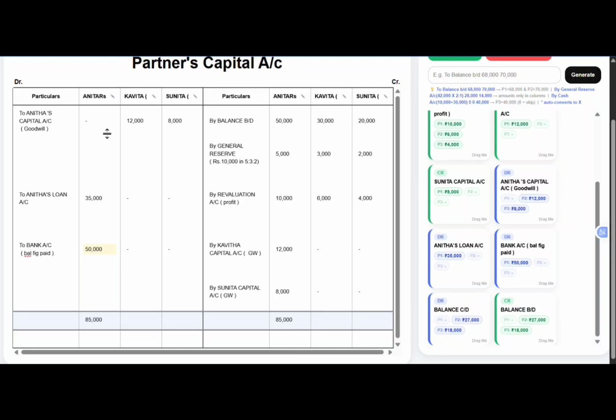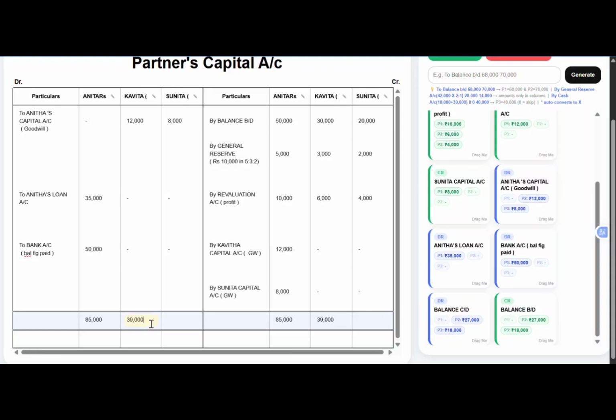So her account is settled partly by loan and partly by bank account. Okay, so this is the balance of Anita's account. Now we are going to balance the remaining partners' accounts. So now Kavita's total will be 39,000. Again, credit side is higher. So write the same total on both the sides.